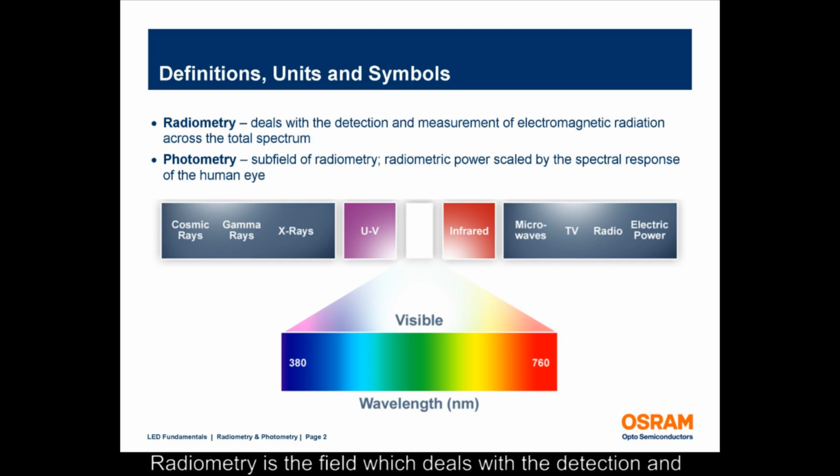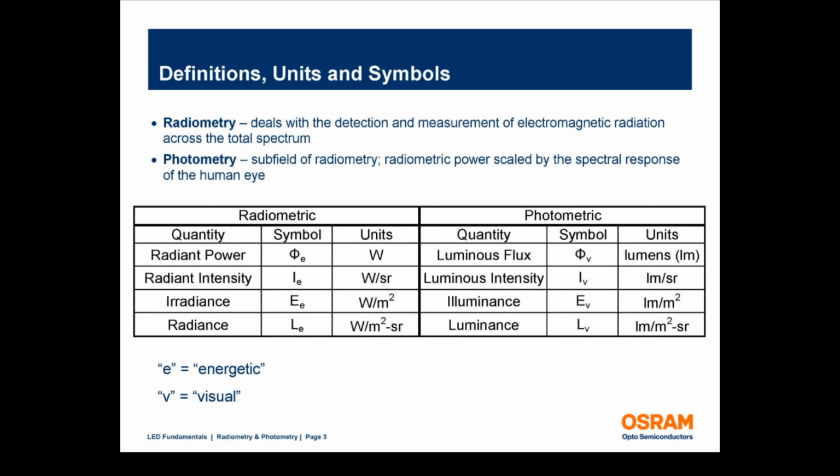Radiometry is the field which deals with the detection and measurement of radiation across the full electromagnetic spectrum, including ultraviolet, visible, and infrared radiation. Photometry is concerned only with the visible portion of the spectrum, from about 380 to 780 nanometers. The table summarizes the most common radiometric and photometric quantities.